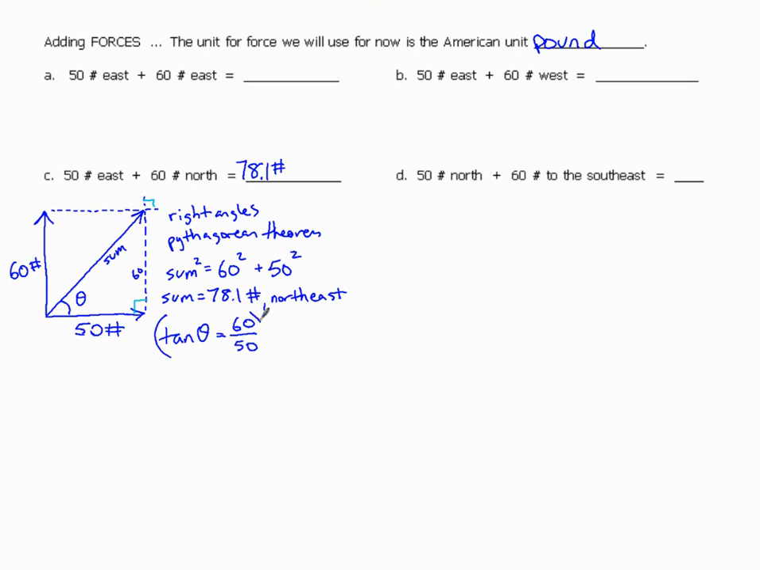And we are going to put this in our calculator as the inverse tangent. And so we find that theta equals 50.2 degrees. And it is specifically 50.2 degrees north of east. Here's our east line. We are going north of east. So we have 78.1 pounds, and it is at 50.2 degrees north of east.